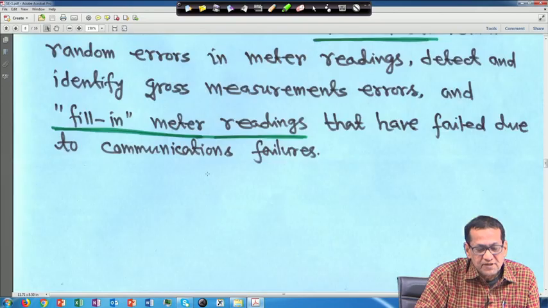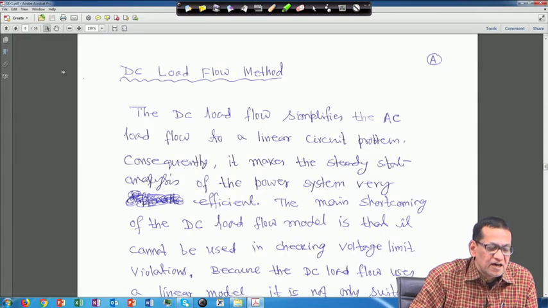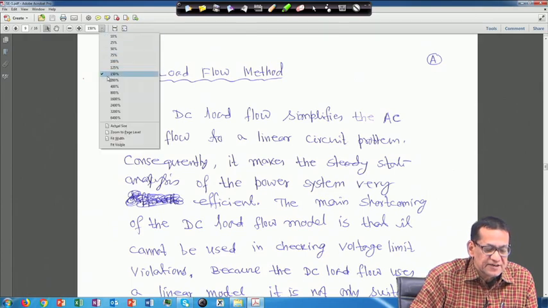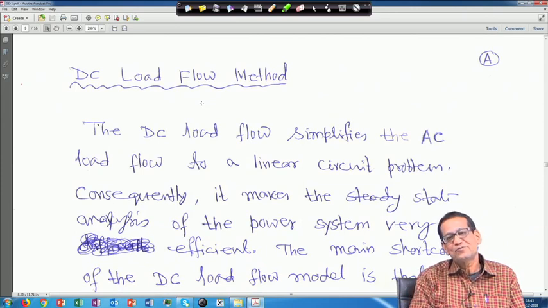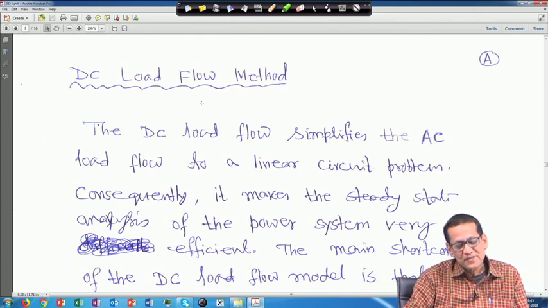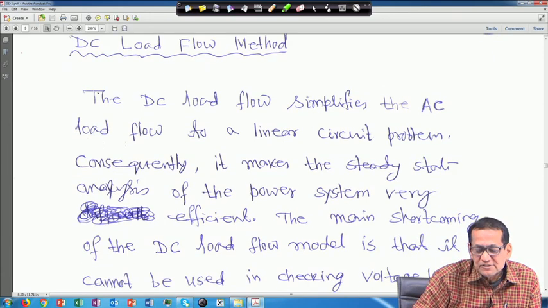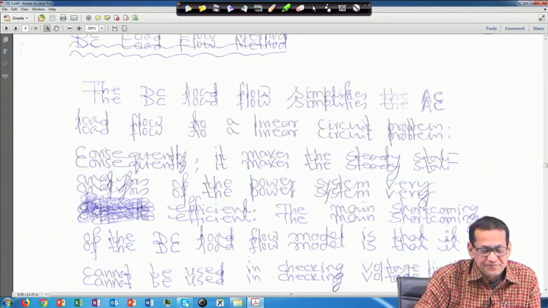So, before going to the mathematics of state estimation, we will start with the DC load flow method. Before moving further, let us discuss a little bit about what DC load flow is. The DC load flow simplifies the AC load flow to a linear circuit problem. Those who have gone through it know it, but here I will make it brief, not in detail, very simple.